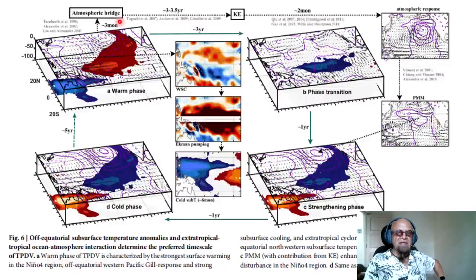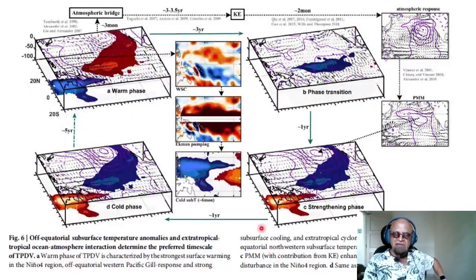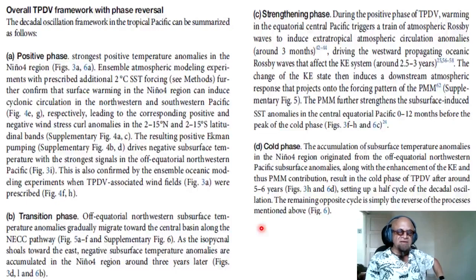I'm just repeating and not reading much, but let's read the overall TPDV framework with phase reversal so that you just get to the processes. These figures are in there with nice titles, but since I don't have the text, I'm not reading all the text. You can go and read the text as well.